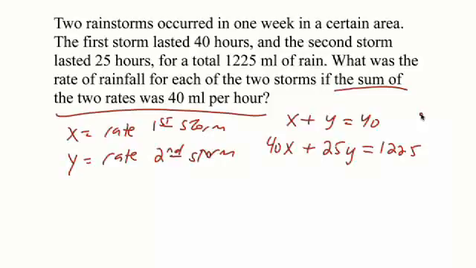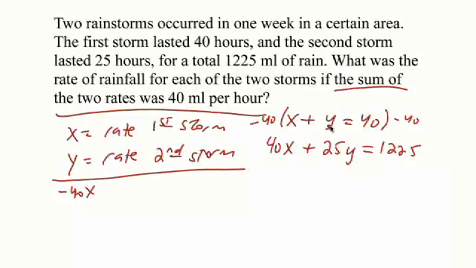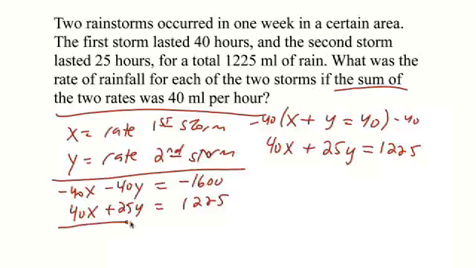All right, so we're going to do the same thing. Again, I have a positive 40x here. If I had a negative 40x here, I'd be really happy because they'd add to 0. So I'm going to multiply both sides of this equation by negative 40. Okay, if I do that, I'll continue over here. Negative 40 times x is negative 40x. Negative 40 times positive y is negative 40y equals 40 times negative 40 is negative 1600. Second equation I can just copy down. 40x plus 25y is 1,225. And now I can just add my equations.